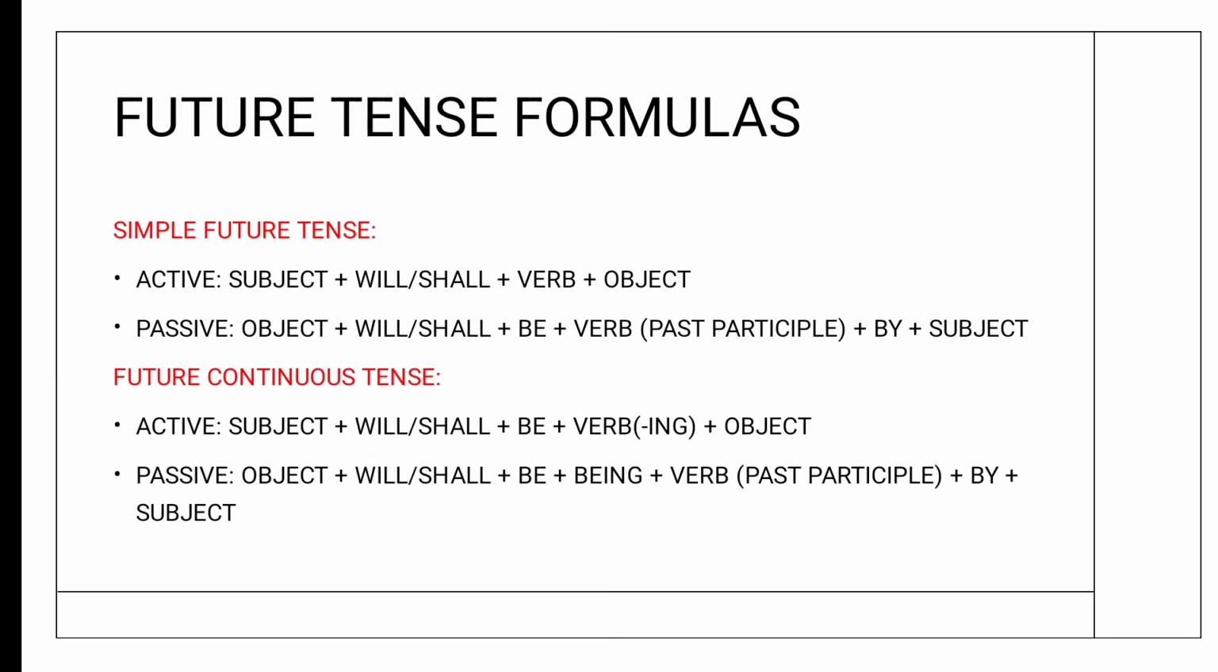Okay. So to convert it, the object in the active voice will become the subject, plus will or shall. When we are converting the active form of the simple future tense into passive voice, we need to add be. So will or shall will become will be or shall be, plus the verb which is in V1 form will convert into V3 form of the verb.